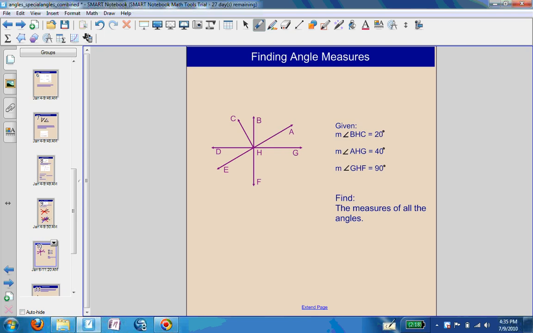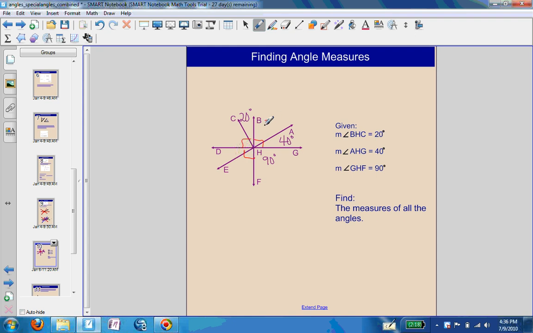Here's another example. In this case, we know that angle BHC is 20 degrees. We know that AHG is 40 degrees. And we know that GHF is 90 degrees, or a right angle. Since we know it's a right angle, we can tell that all the lines that intersect to form that one right angle, those two lines must also form other right angles. So I automatically know this is right, and this is right.